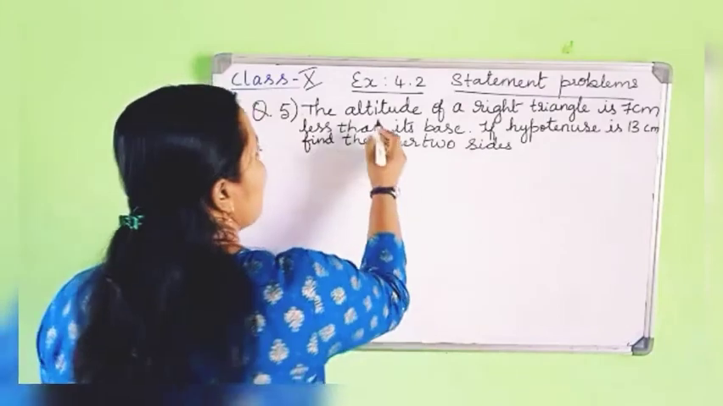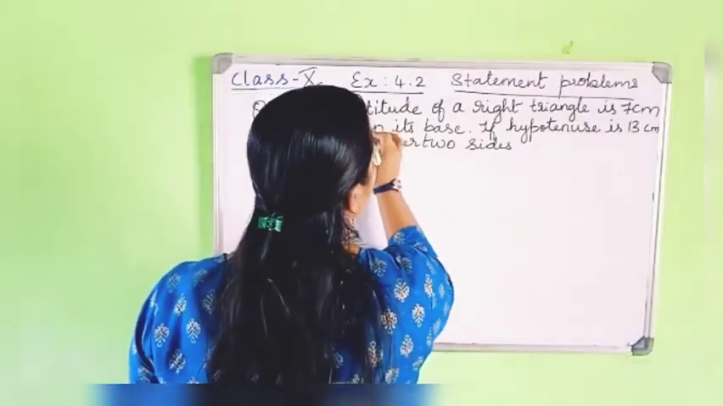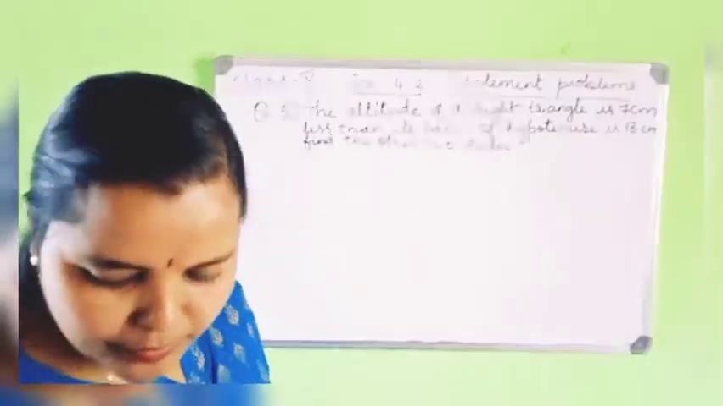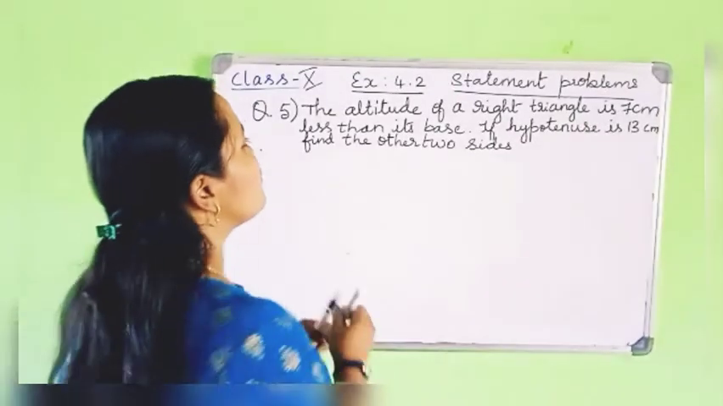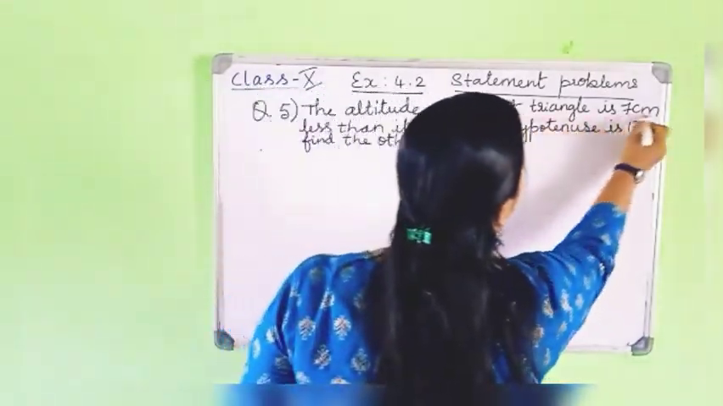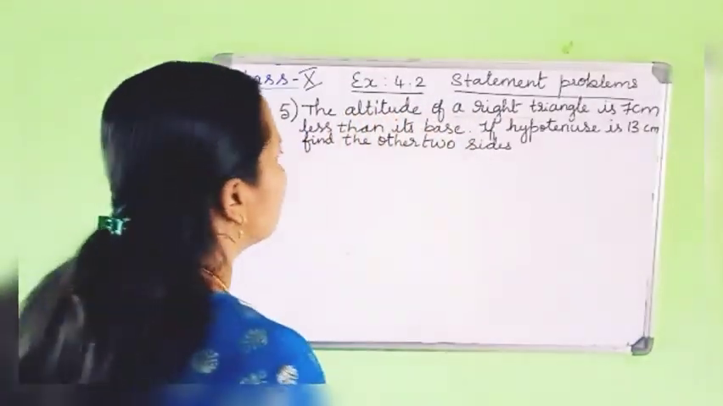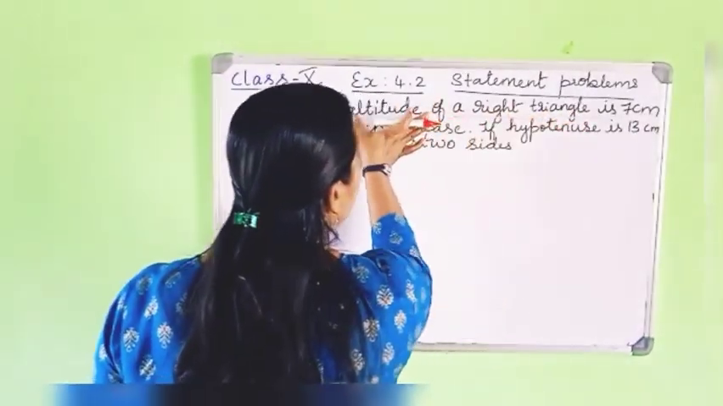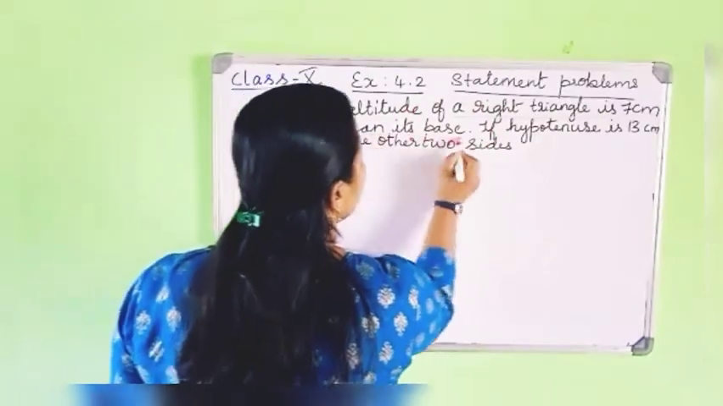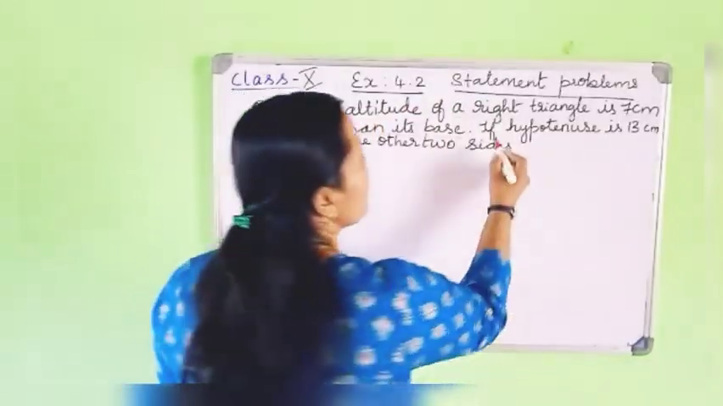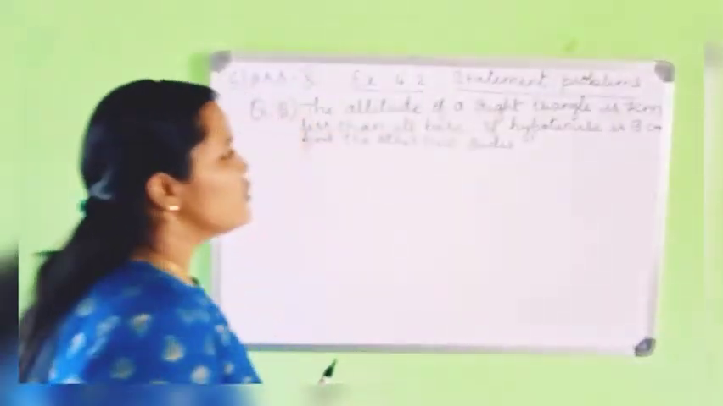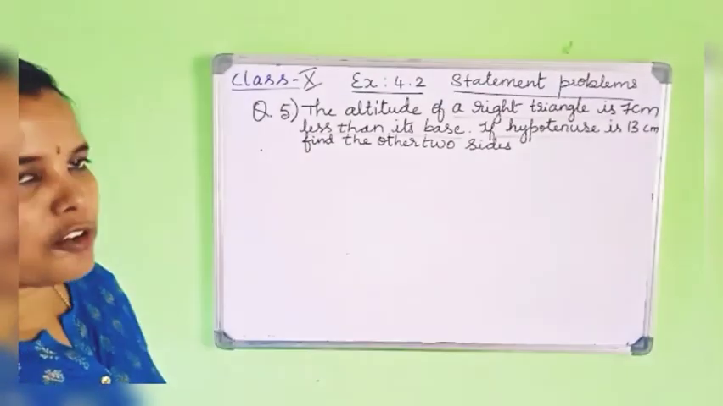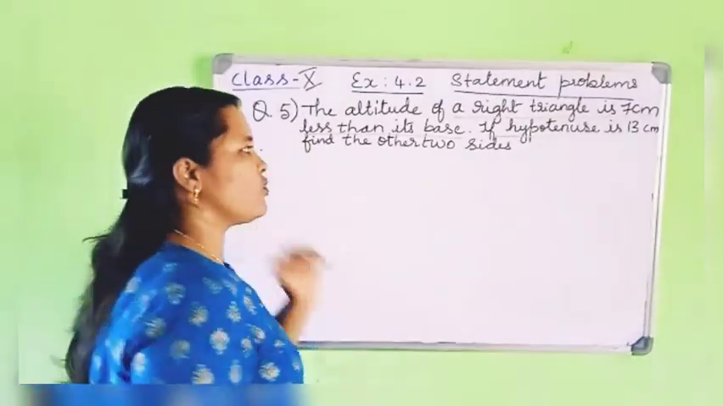Now let us take, they have given the altitude of the right triangle is 7 centimeters. They have given, right, one part. And they have compared this altitude with the base, right? And also they have given the hypotenuse. So we can use the Pythagoras theorem to solve this question.